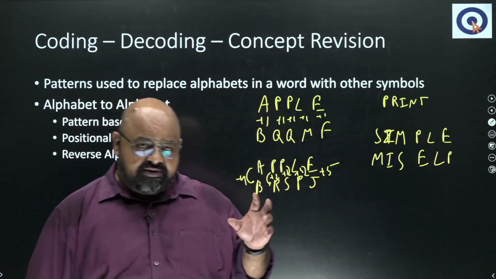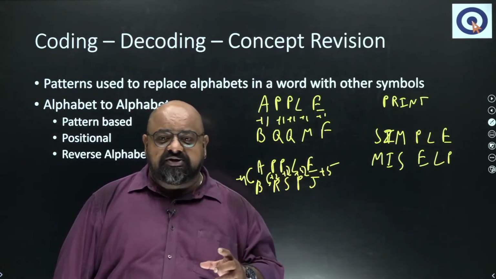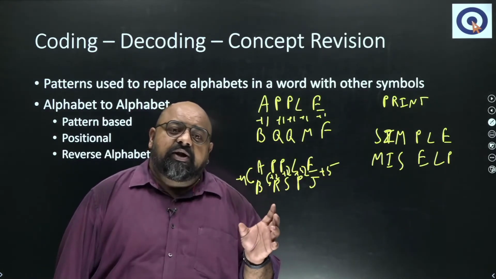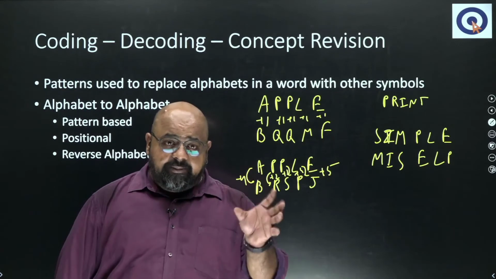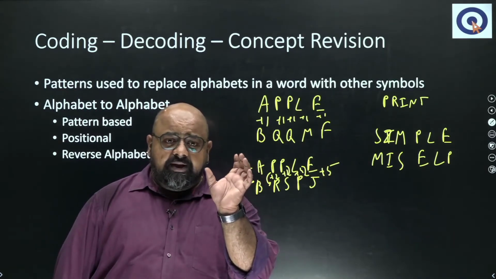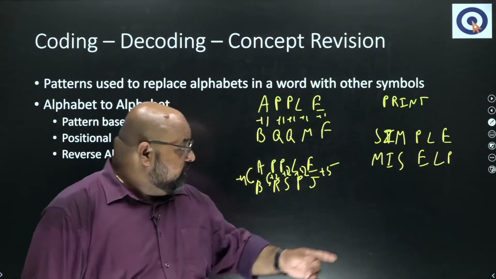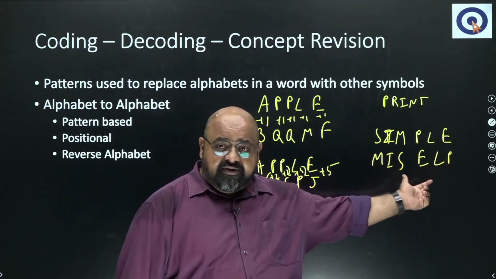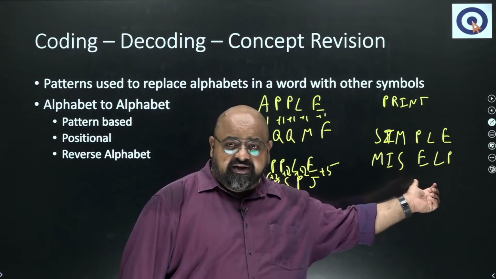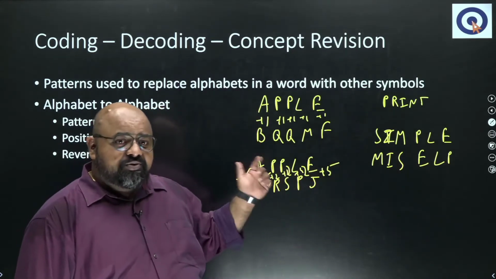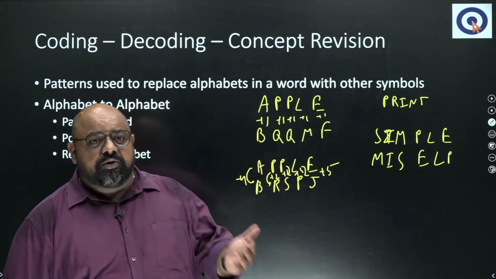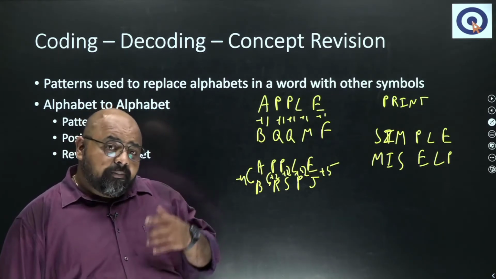A trigger for this, whether it is pattern based or positional, will be in a positional coding. What will happen is typically the alphabets of the given word will be used. SIMPLE, SIMPLE. The alphabets are the same, so they would have just been arranged. In pattern based coding, the alphabets will change from the word to the code. There could also be a combination of these two.